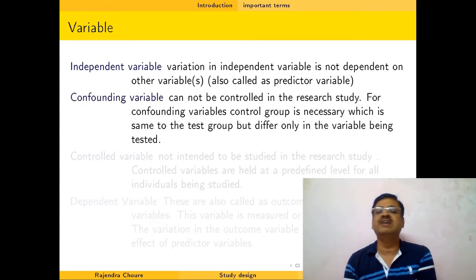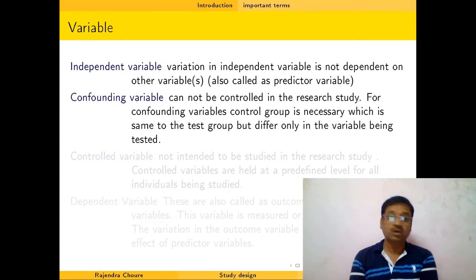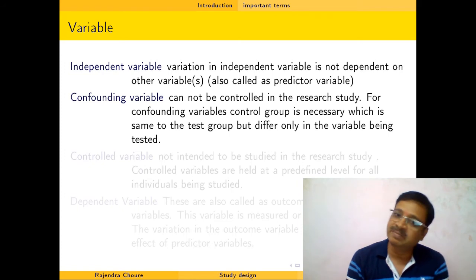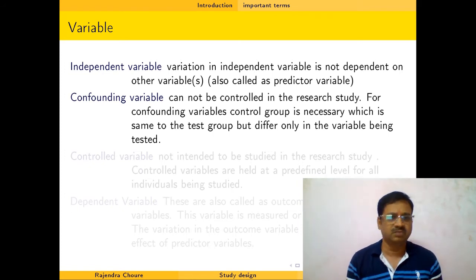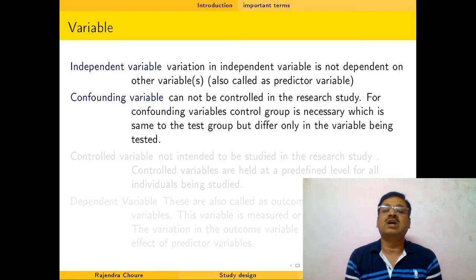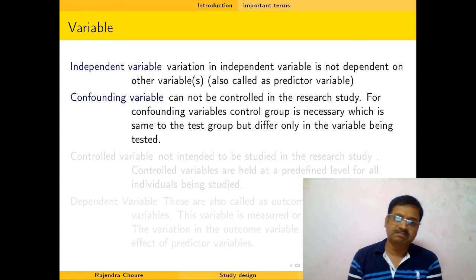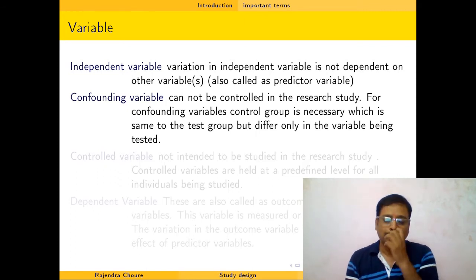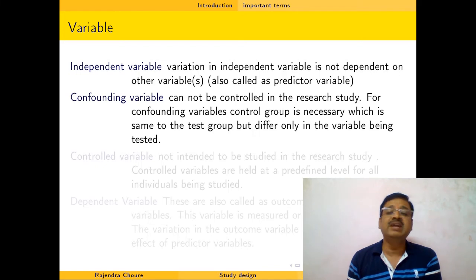Confounding variables: these variables cannot be controlled in the research study. If you want to control those, then your efforts will be increased, your cost of research work will be increased. Therefore, for confounding variables, a control group is necessary. That will be the same as the test group, but differ only in the variable being tested. Control group is there, test group is there. The only difference is the variable being tested. Your control group will not be exposed to the variable, will be exposed to the placebo, and your test group will be exposed to the variable.